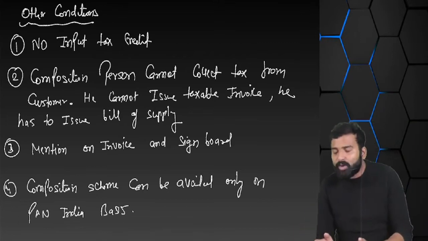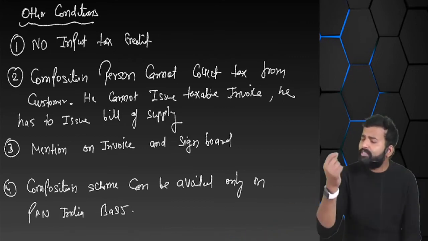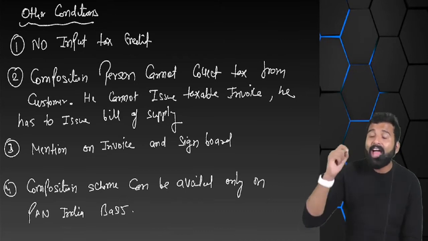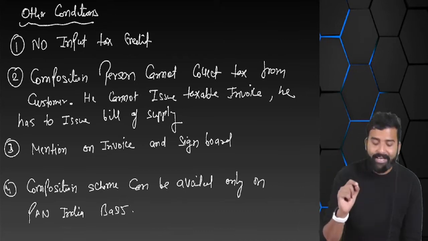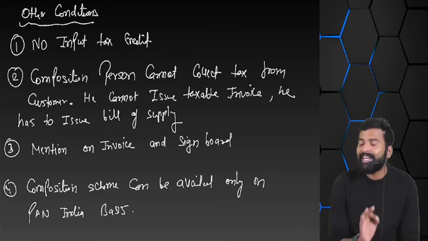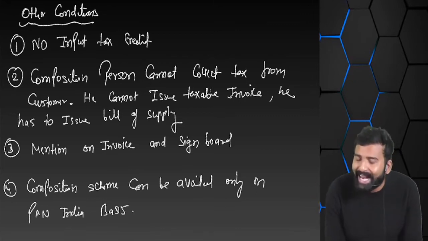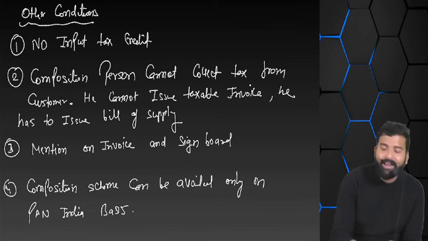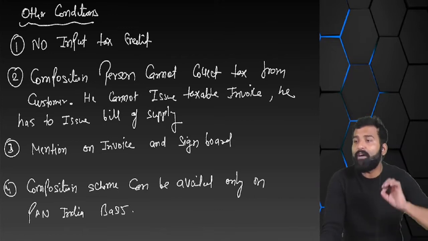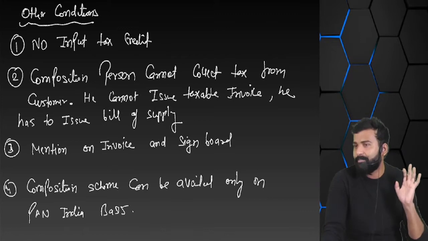Either you have to avail this scheme for all the branches, and even if one branch is ineligible, for example if in a branch you are doing interstate supply and you are ineligible, you cannot avail composition scheme anywhere in India. So for availing composition scheme in India, you have to avail it for all the branches in India. You cannot avail composition scheme in one state and not in another state. If you want to avail composition scheme, you have to avail it in each and every state where you are having business, where you are having branches.